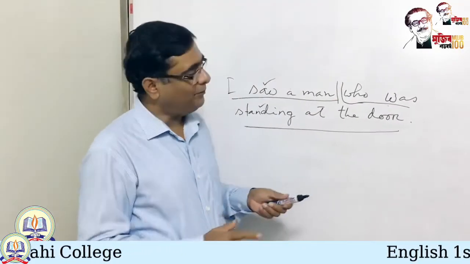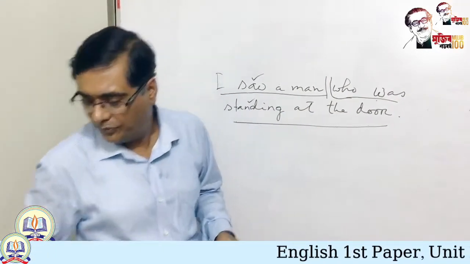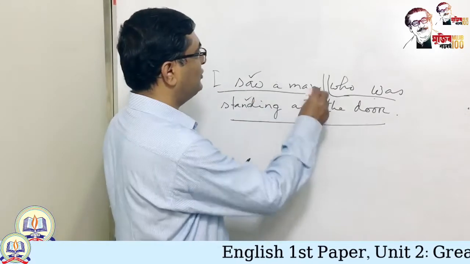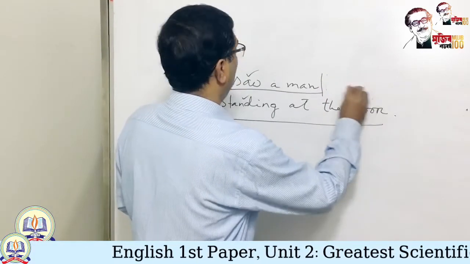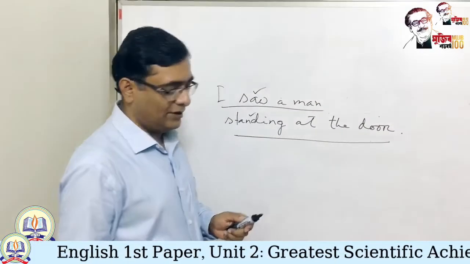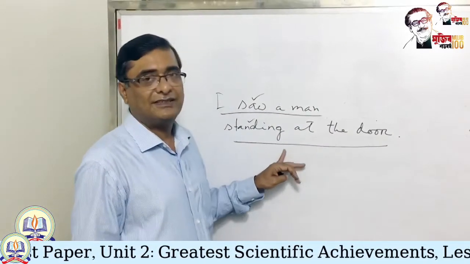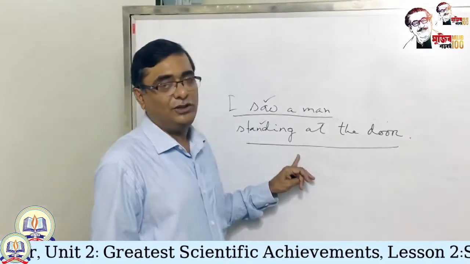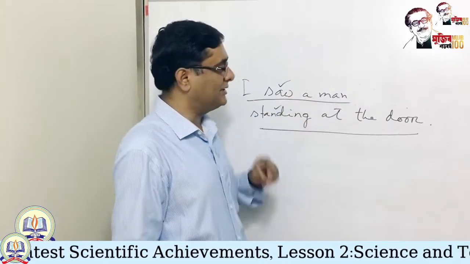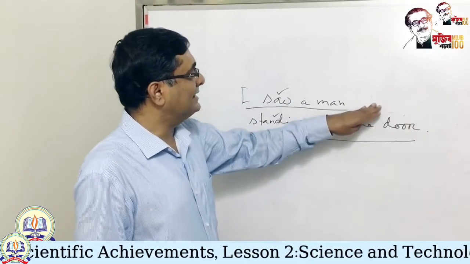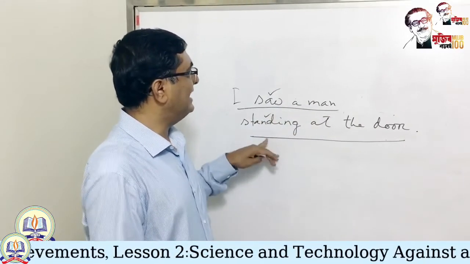Now instead of clause, can we make some changes in this sentence and create a phrase? Let's see. I saw a man who was standing at the door. I am deleting this one. I saw a man standing at the door. Now dear students, notice, I saw a man standing at the door. It becomes a simple sentence because now it has only one clause. And in the previous sentence there were two clauses, one principal clause and the other a dependent clause. Now we see that the second clause has been transformed into a phrase. I saw a man standing at the door.